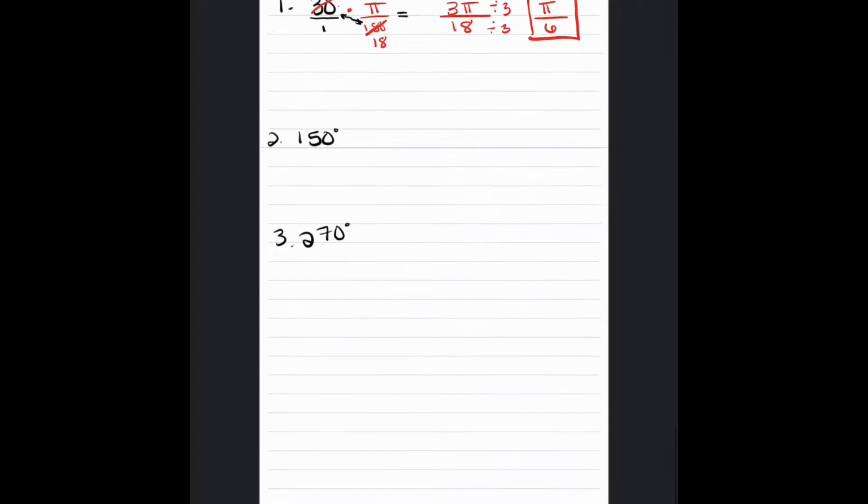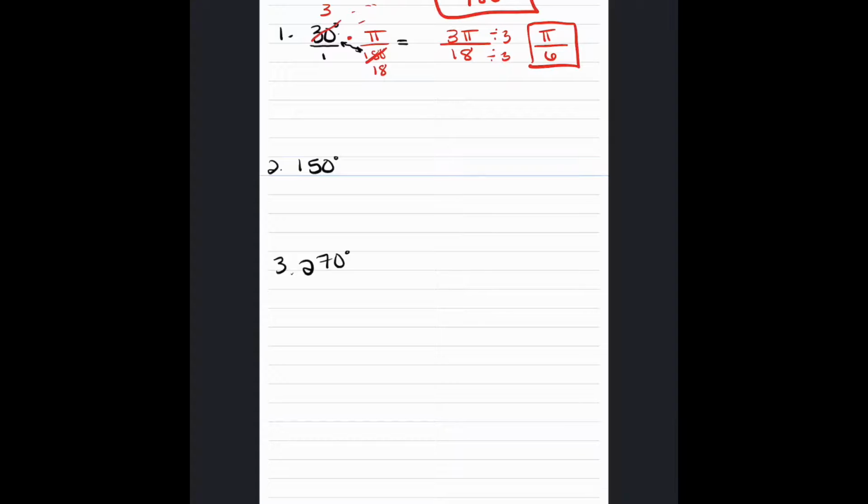So 150, if we want to make that a radian, we're going to multiply by pi over 180. So go ahead and take a second, think about what this is going to do. What does that 150 mean? Don't forget there's a little invisible 1. You multiply straight across. 150 degrees times pi just becomes 150 pi. Over 1 times 180 just becomes 180, and then we're going to start reducing.